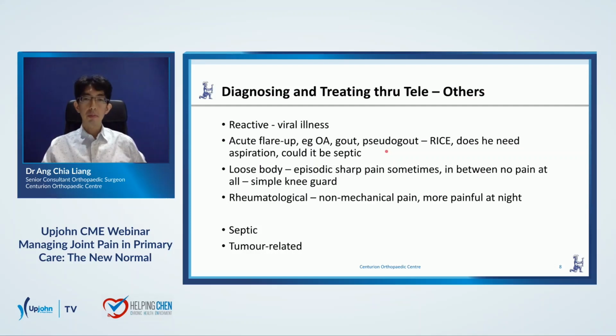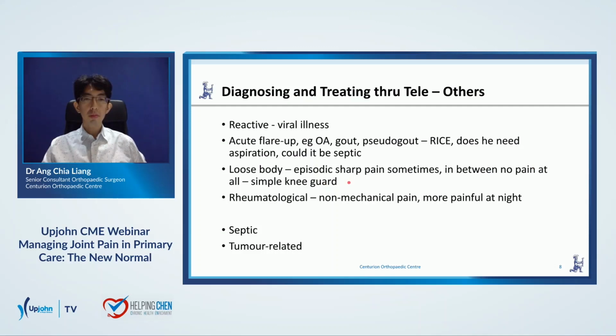Could it be septic? Now, aspiration, usually you'll reserve it for patients with large swellings, severely limited range of motion, for example, less than 90 degrees. Septic, now this comes down to a judgment call, and again, we'll talk a bit more about this later on.